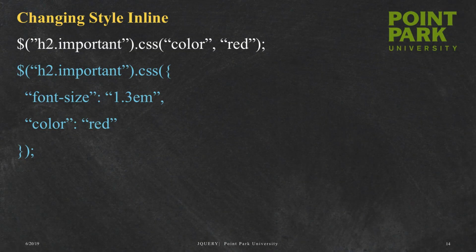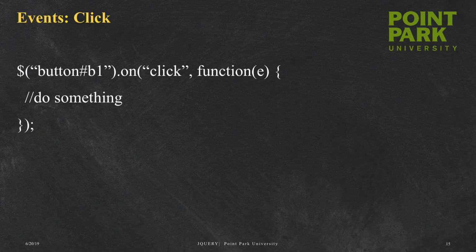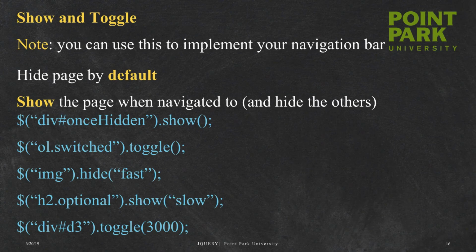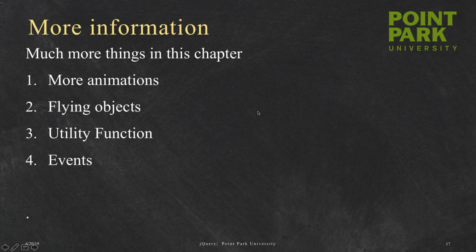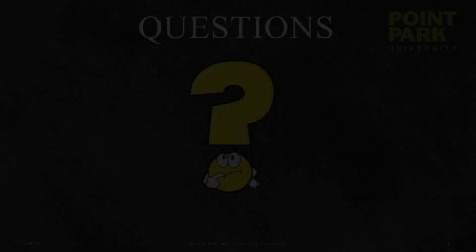Changing style inline, so this is just a way to change the style using CSS. Event clicks, we're using on and off clicks, so we're utilizing a function. In this case right here, we're calling out that the button that's on the screen is going to create some type of function. We have to give it some commands to do something. Show and toggle. This is a feature that you can show and toggle stuff. You can hide the page by default, like we mentioned. More information, much more things like the chapter, more animations, flying objects, utility functions, events, etc.